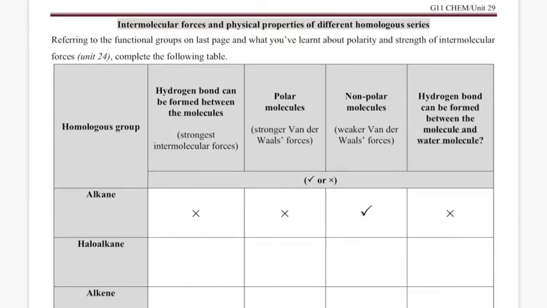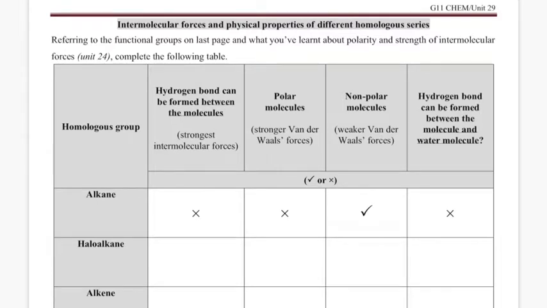And then the second one, we need to discuss whether this is a polar molecule or not. If it's not polar, then we can put a tick for non-polar molecule. And then the last column we're going to discuss is whether hydrogen bonds will form between the molecule and the water molecule. Again, using methane as an example, can hydrogen bonds be formed between a methane molecule and a water molecule? If no, then we just put a cross here.